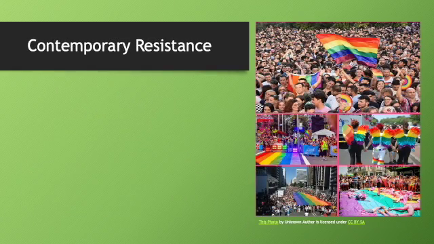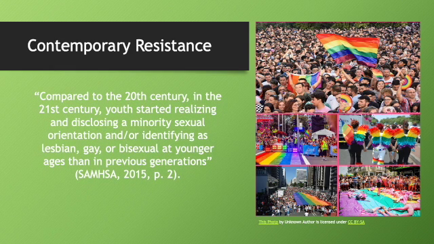Moving towards contemporary resistance, it is important to recognize the inclusion of LGBTQ and provide support. As the Substance Abuse and Mental Health Services Administration has stated, compared to the 20th century, in the 21st century, youth started realizing and disclosing a minority sexual orientation and/or identifying as lesbian, gay, or bisexual at younger ages than in previous generations. Furthermore, it is crucial to continue learning about LGBTQ topics, allowing individuals to be comfortable with the ways in which they want to identify their sexuality, or in some cases, not identify it, and further support peers.